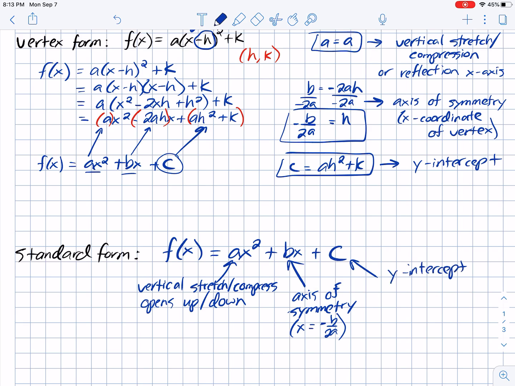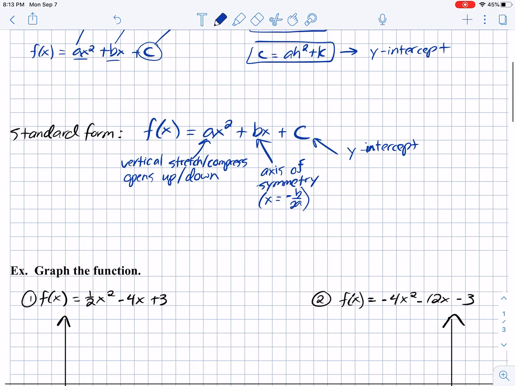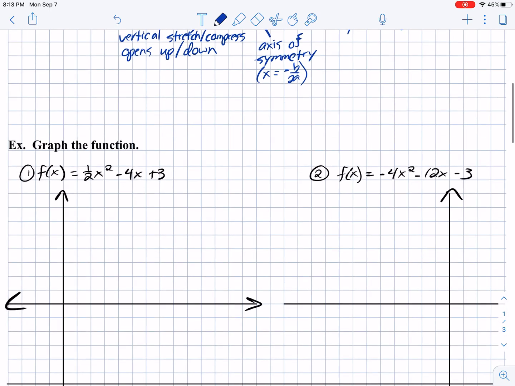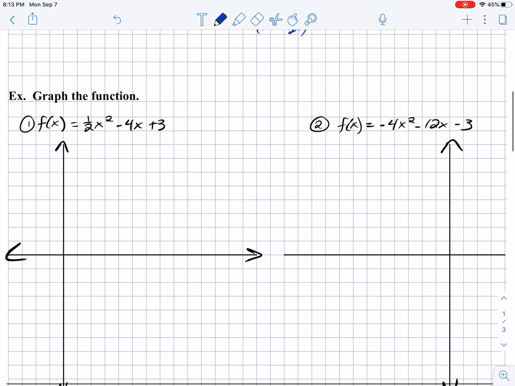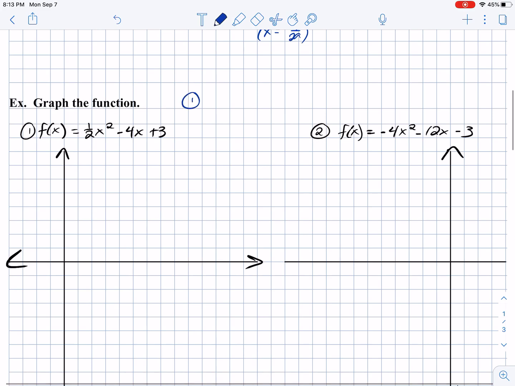Okay, so all three parts of standard form are going to be different components of our function. They're going to help us graph that function. Okay, so let's try two examples together, and we'll let you try one on your own. When the function's in standard form, we need to start by finding the axis of symmetry. So we need to use that negative b over 2a.